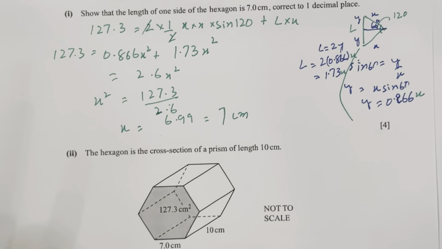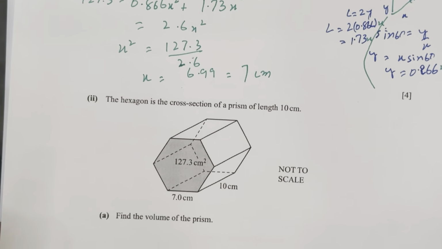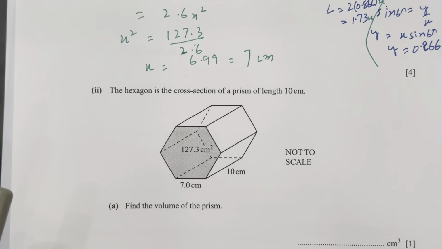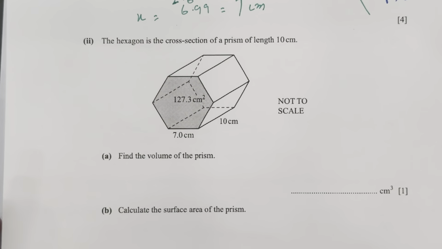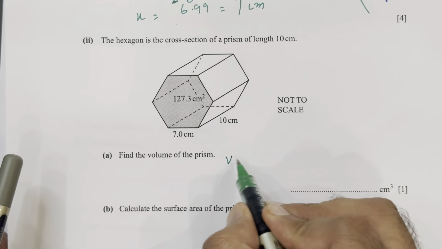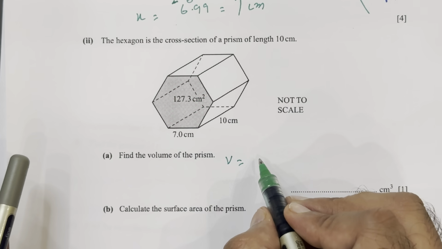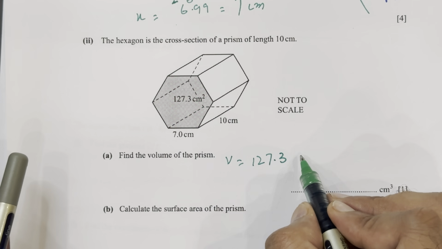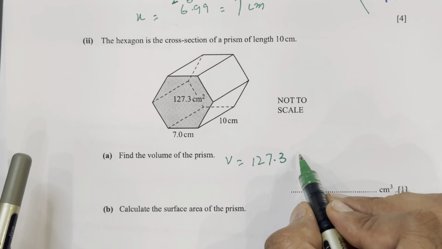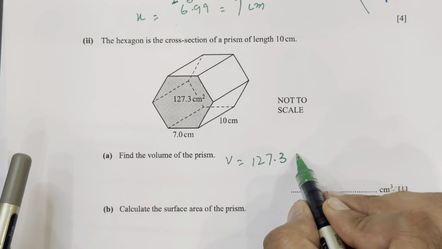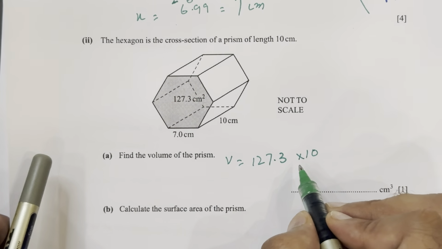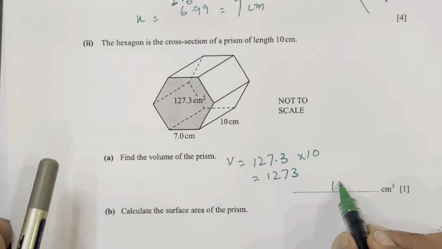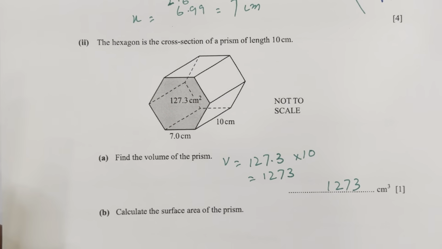Moving to its second part, the hexagon is the cross section of the prism of length 10 centimeters, 127.3 centimeters squared, and 10 centimeters. Find the volume of the prism. We note that the volume of the prism is equal to area of cross section, and area of cross section is given, that is 127.3. Now you need to multiply it by 10, so you get the value that is equal to 1273 centimeters cubed.